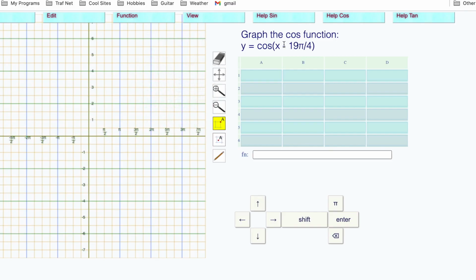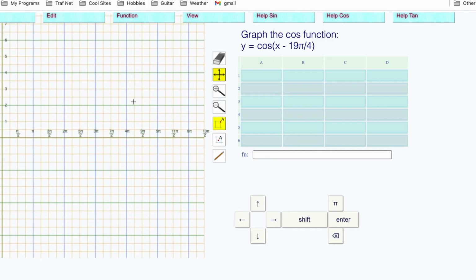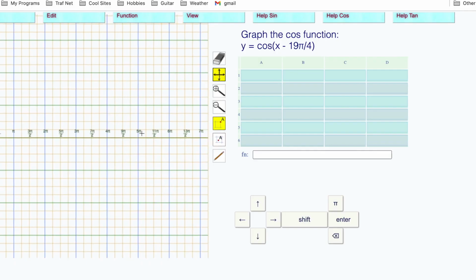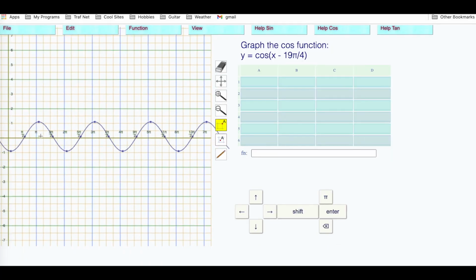It's x minus h, so it's x minus negative 19 pi over 4, which is positive 19 pi over 4. That is our translation. So we're translating the whole thing over to 19 pi over 4. 5 pi is 20 pi over 4. Graph it here and then translate it all the way over to, here's 20 pi over 4, so 19 pi over 4 must be here. We could have just translated it over to 3 pi over 4 and it would have been the same graph.